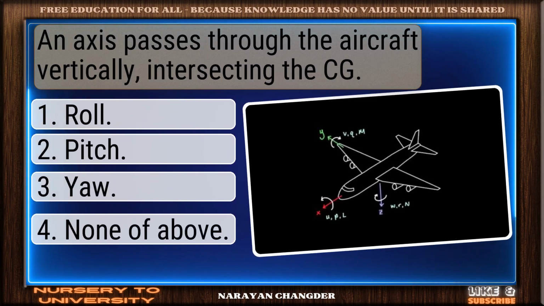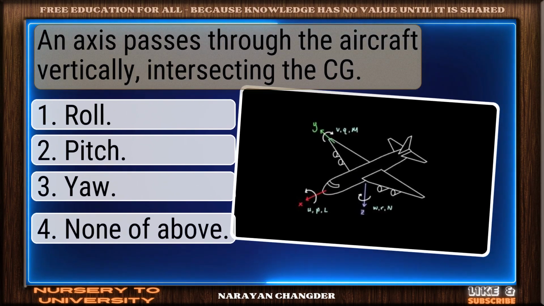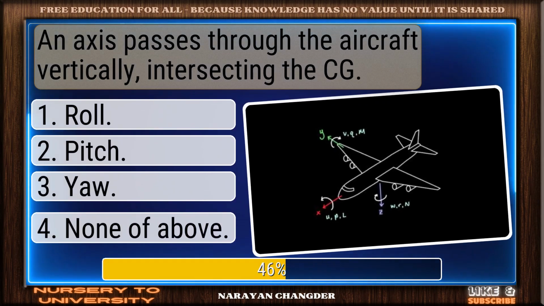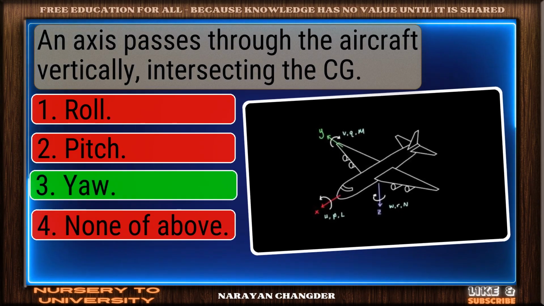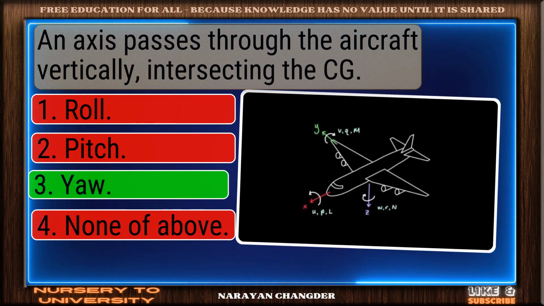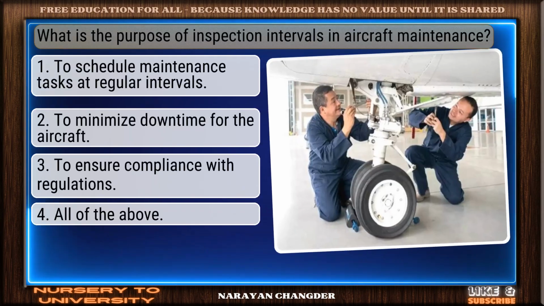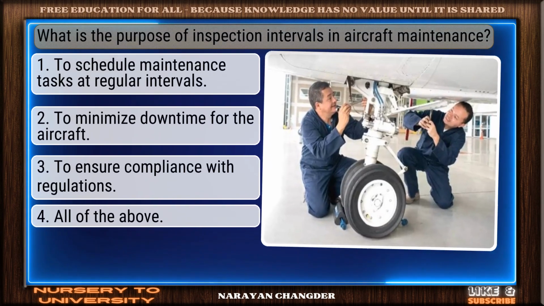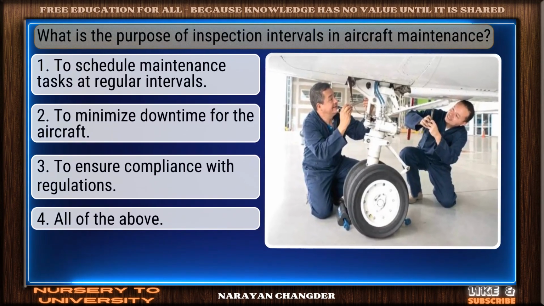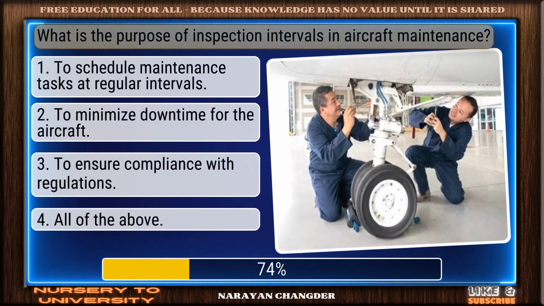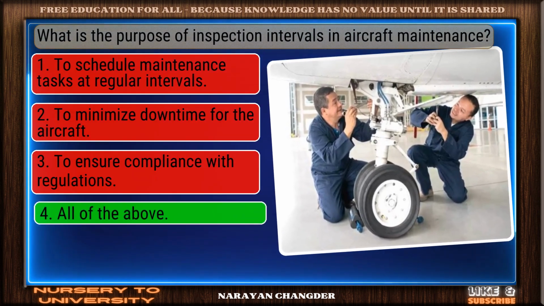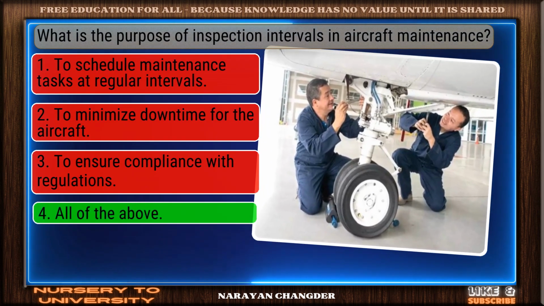An axis passes through the aircraft vertically, intersecting the CG. Smart move. Yaw is an accurate answer. What is the purpose of inspection intervals in aircraft maintenance? Excellent. All of the above is a brilliant choice.